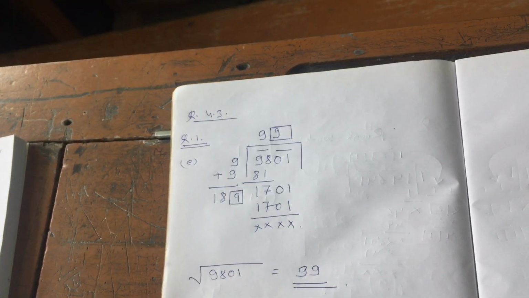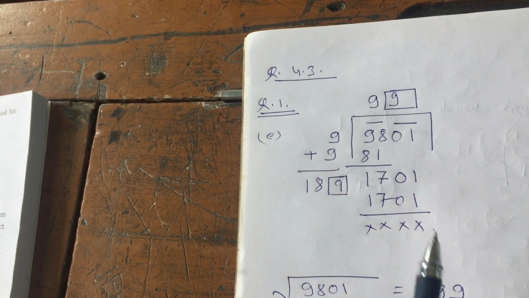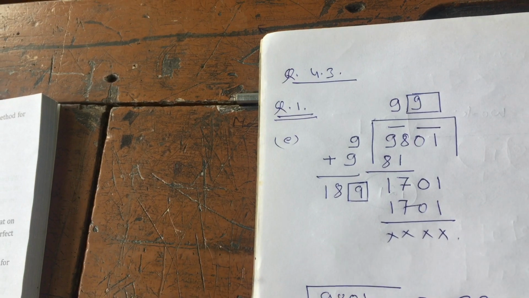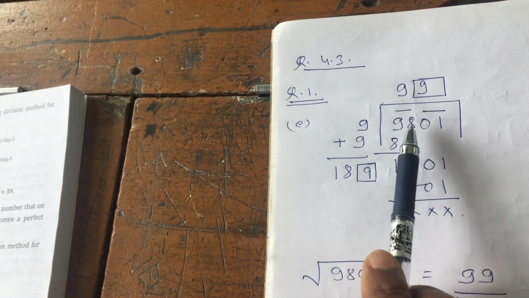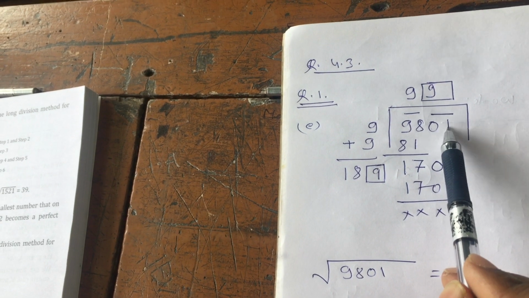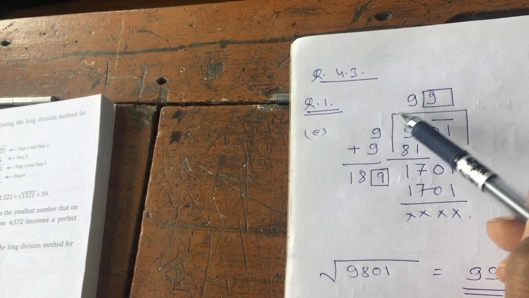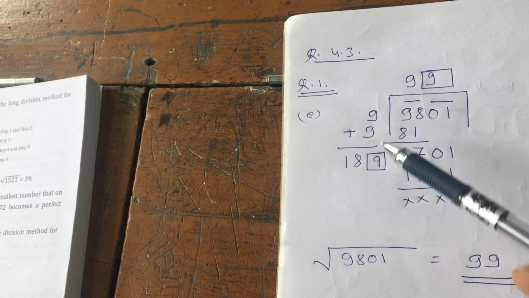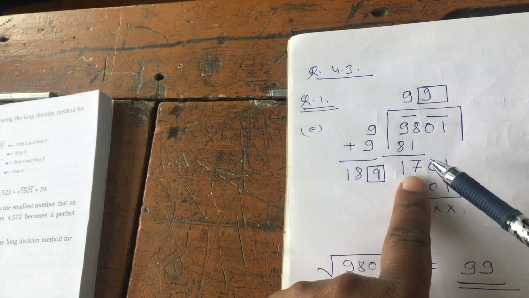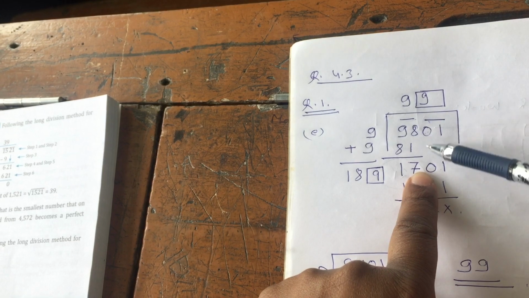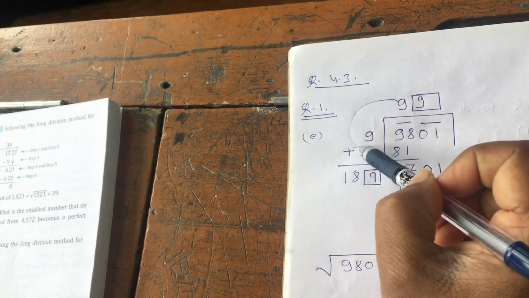Then ultimately you can go to exercise 4.3, where they have again asked you to find the same square root by the division method. Once again I am going to explain it to you. 9801, as you can see, 0 and 1 is a pair, 9 and 8 is a pair. So I am supposed to write the same number as divisor and quotient. So I took 9, 9 9s are 81. So 98 minus 81 is 17, and 0 and 1 both come down and it becomes 1701.